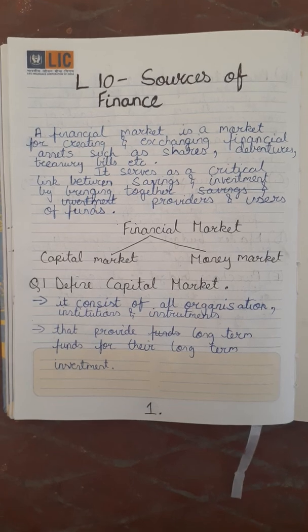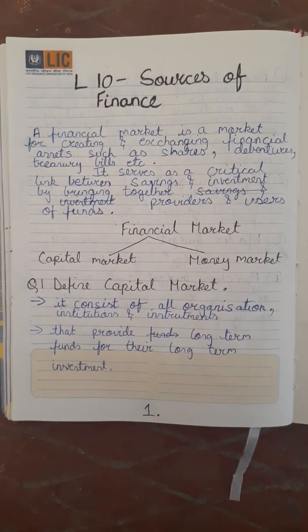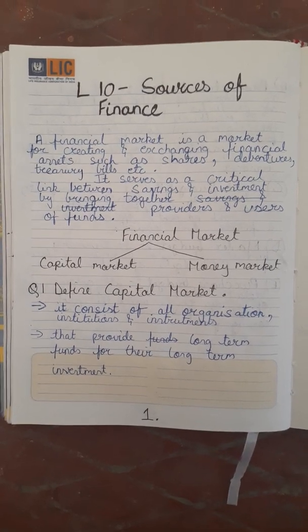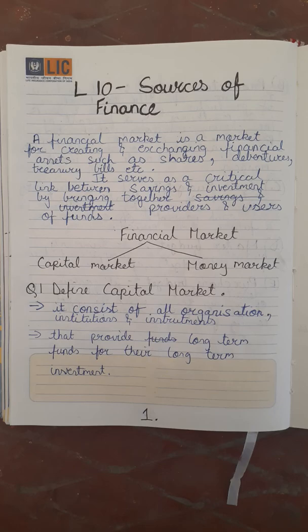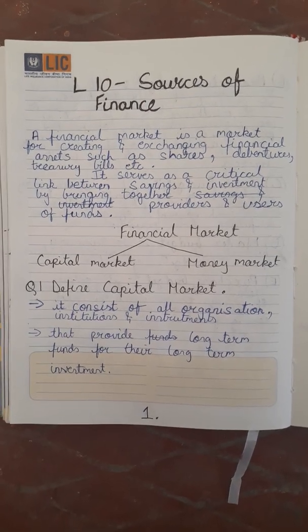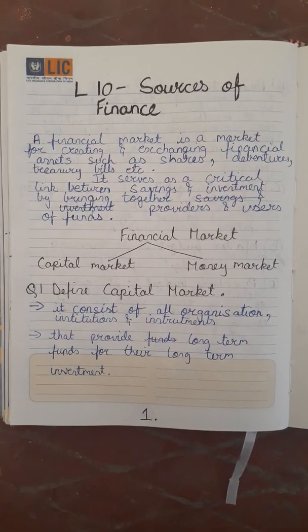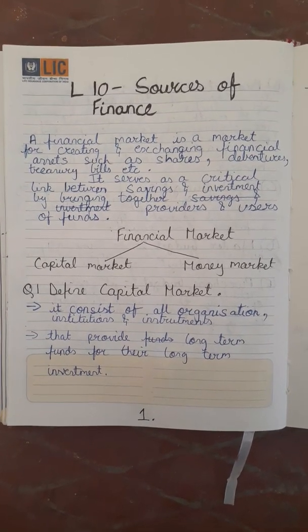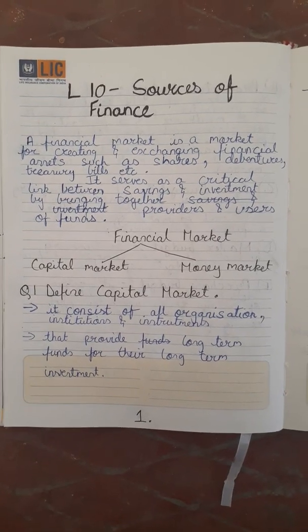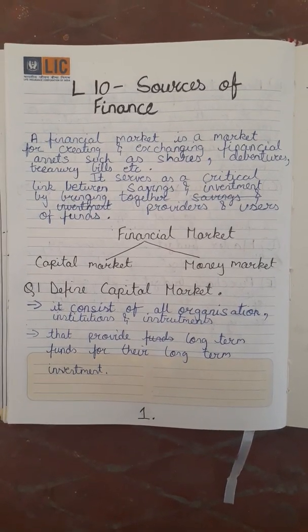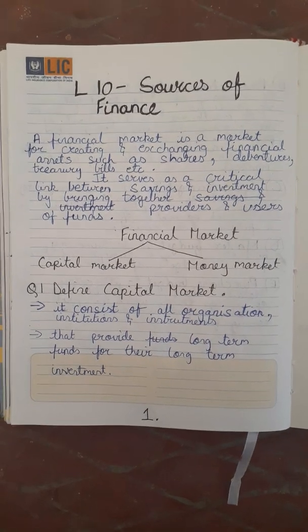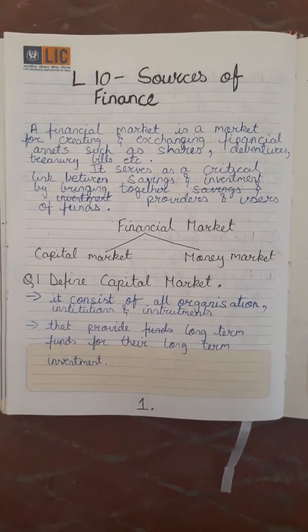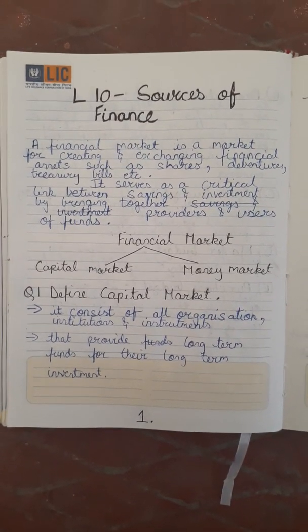Today, in our online class, we shall start with the next chapter, which is Sources of Finance. As you all know, a company requires money or finance to start a business, for expansion and for growth. But from where does a company get money? There is a special market called the financial market, which helps a company to raise money for its business and its operation.